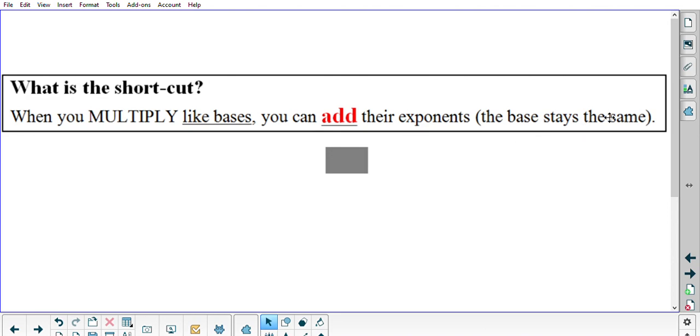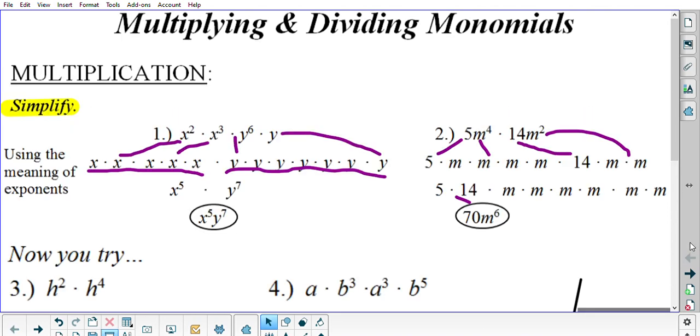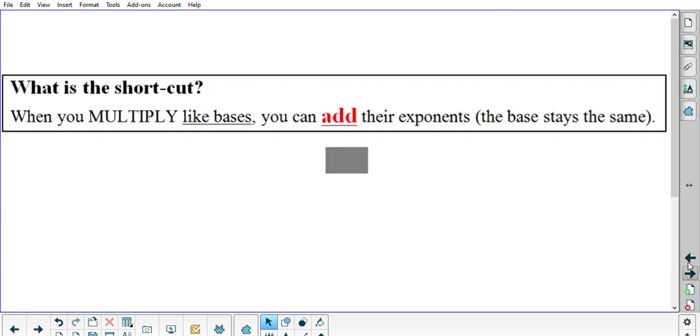Now the base stays the same. It's not like x to the 2nd times x to the 3rd becomes z to the 5th or xx to the 5th. It's just x to the 5th. You can add the exponents. 2 plus 3 is 5. That becomes x to the 5th. So the base stays the same, still being x.